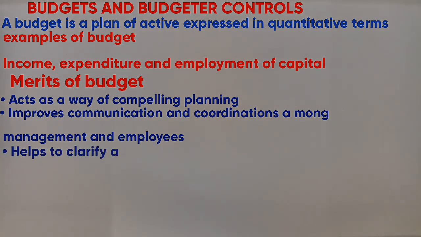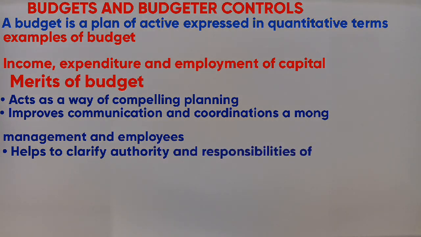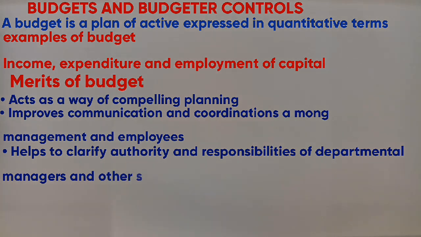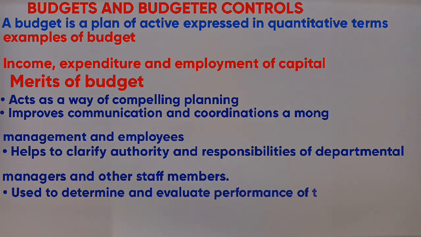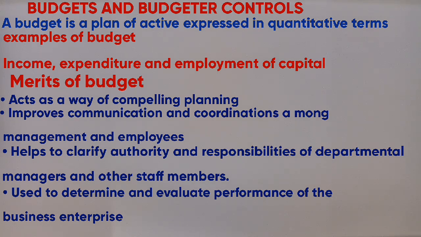Point number three, it helps in clarifying the authority and responsibility of departmental managers and other staff members. Remember, there is that authority, there is that responsibility that each and every employee of an organization has. So the budget is there to clarify this. Finally, we can also say that we use it to determine and evaluate the performance of the business enterprise. We can use it in making a comparison between one year's budget and another year's budget. So those are some of the advantages of budget.